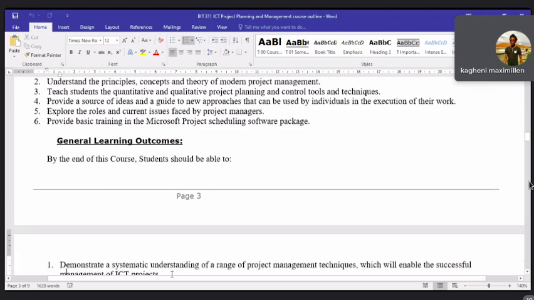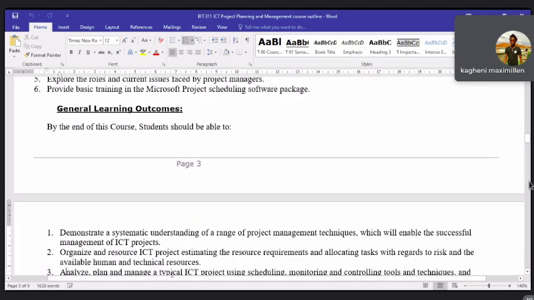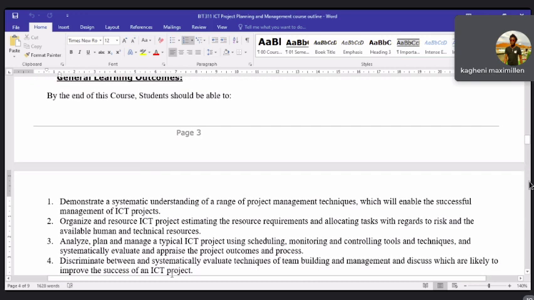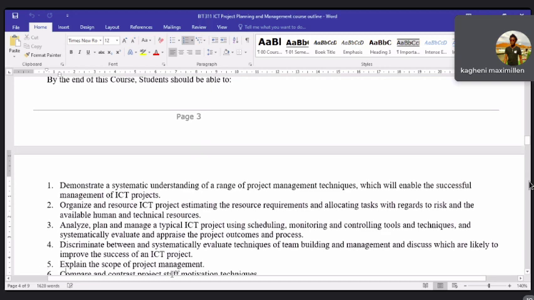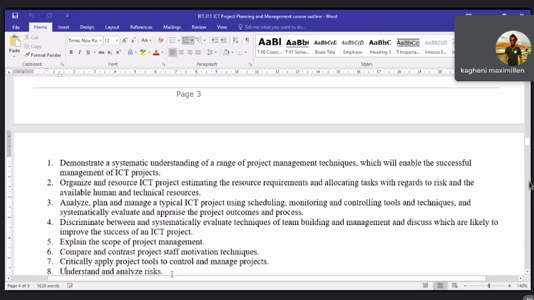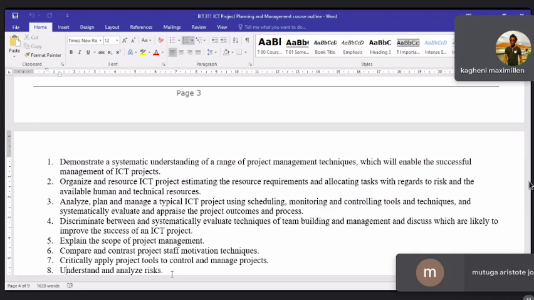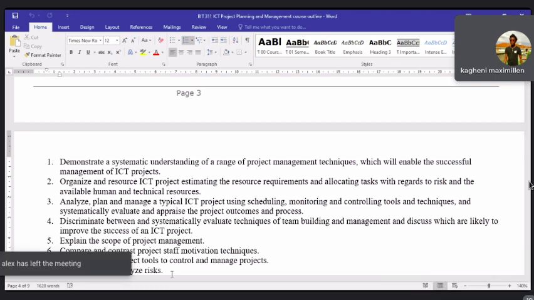The learning outcomes. By the end of this course, you should be able to demonstrate a systematic understanding of a range of project management techniques of an ICT project. Skills, you'll be able to acquire those skills.